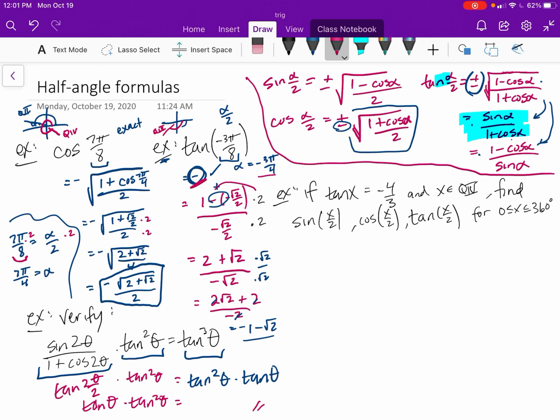Let's draw a triangle though. Tangent is opposite over adjacent. So I don't know which one is negative. Don't worry about it for a second, right? I'm in quadrant 4. In quadrant 4, I know tangent's negative, plus it's given. I know sine in quadrant 4 is going to be negative, but I know cosine is going to be a positive.